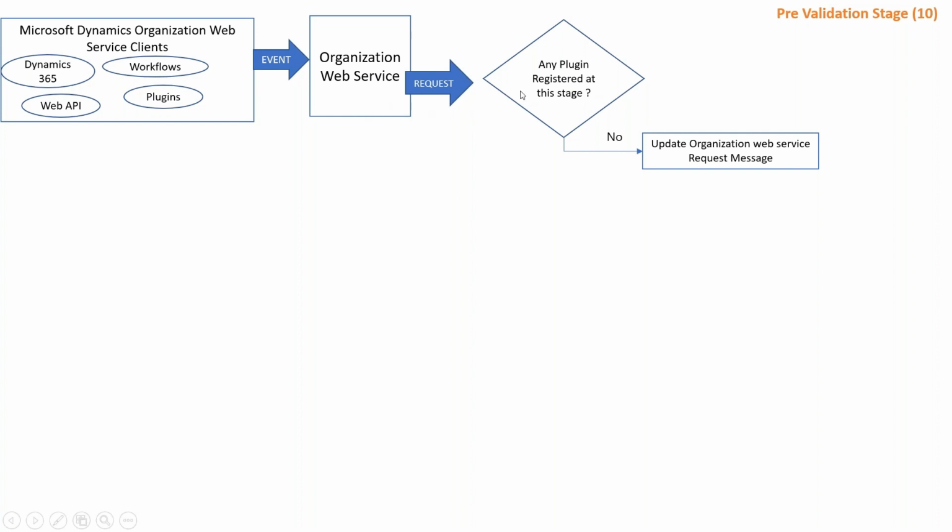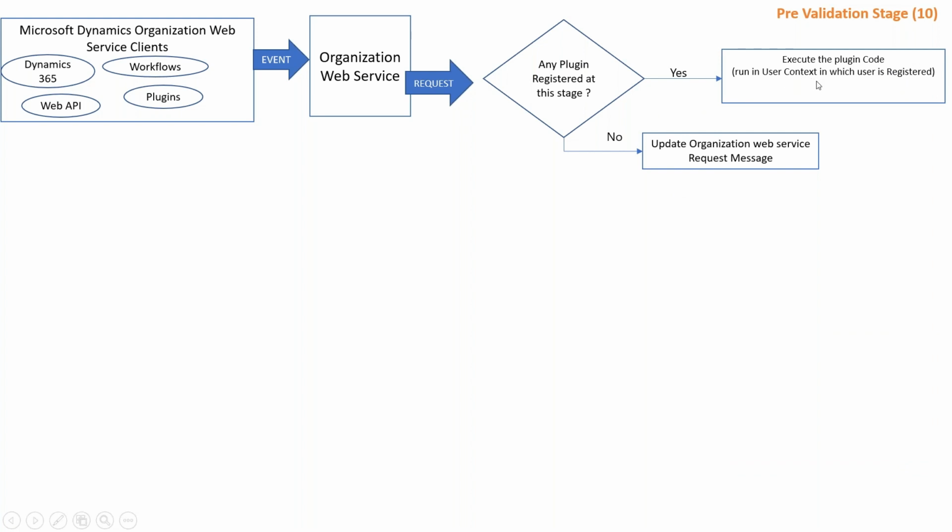Now this request is passed to the plugin. How is it passed? Either through one of the stages: pre-validation, pre-operation, main operation or post-operation. So first it will check at which stage the plugin was registered. If there is none, it will update the organization web service request message and pass along whatever we have passed. And if any plugin is registered at this stage, it will execute the plugin code.